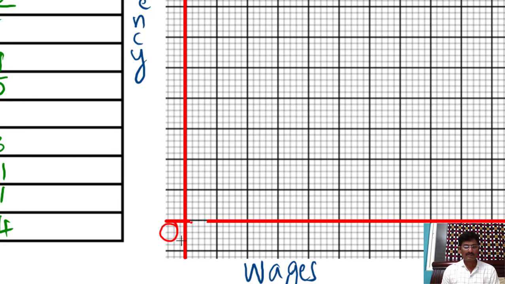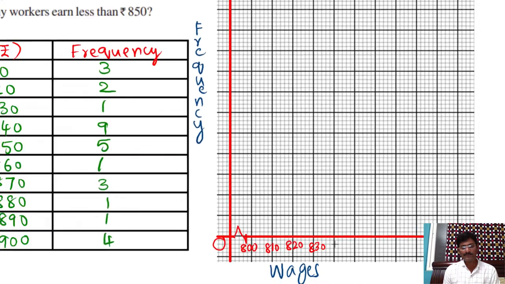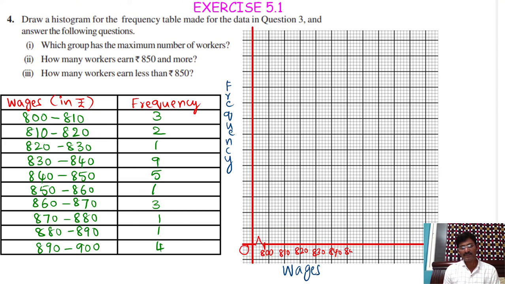Like this. Let us put 800 here, then 810, 820, 830, 840, 850, 860, 870, 880, 890, and the last one is 900. Now on the vertical line, we have the numbers from 1 to 9. So take the scale as 1. The first one is 1, then 2, 3, 4, 5, 6, 7, 8, 9.